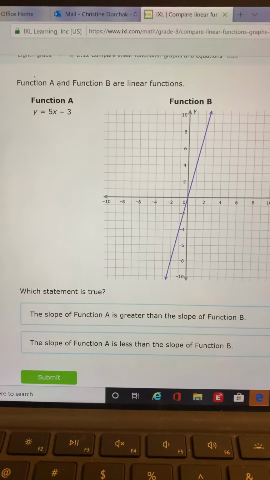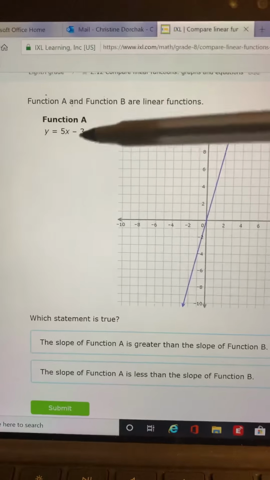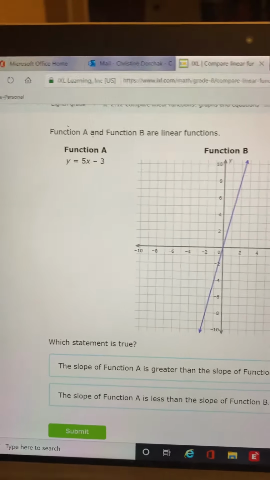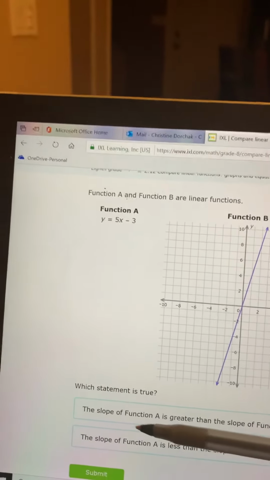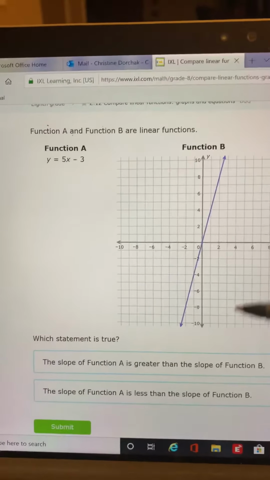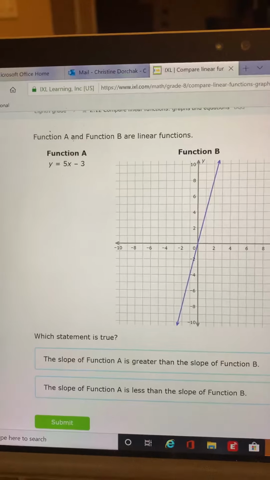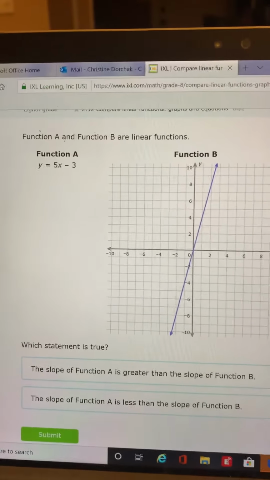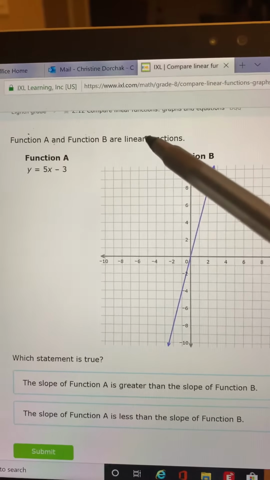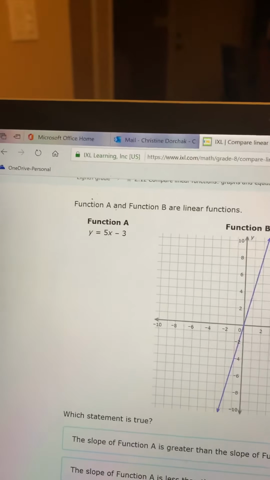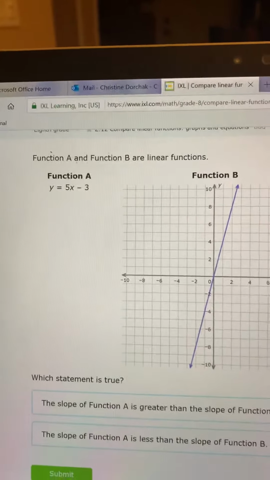So let's slide on over here and see what we are working with. They're going to give you two functions, and one is going to be given to you in an equation and one is going to be given to you in a graph. Then they're going to speak to some of the features. One question may be about slope and another question may be about the y-intercept, and you'll have to dissect that information. They're telling us that they're both linear, which is great. So what you have to do right now is examine the question and what they want.